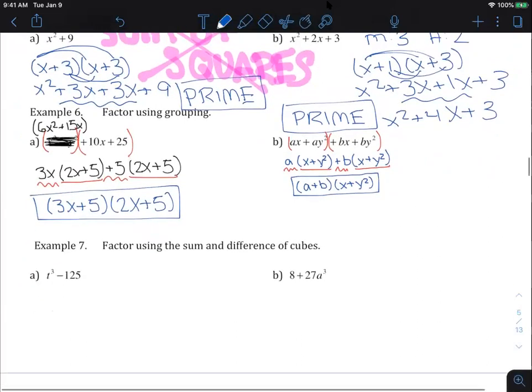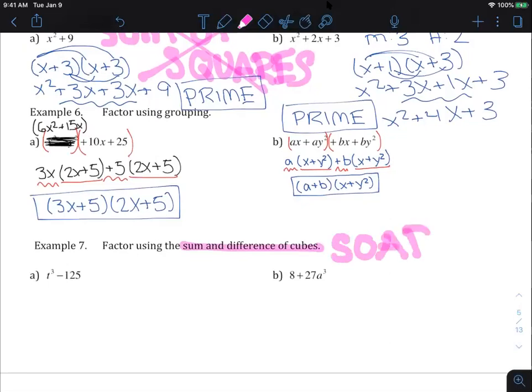All right, we're down to the last type. And this is usually the one where if you don't memorize, you're going to have some trouble. It says factor using the sum and difference of cubes, okay? So that formula is on the other page. That's the one where I said don't forget your SOAP. That tells you what your signs are, okay? And it always factors into 2 terms times 3 terms. So a binomial times a trinomial.